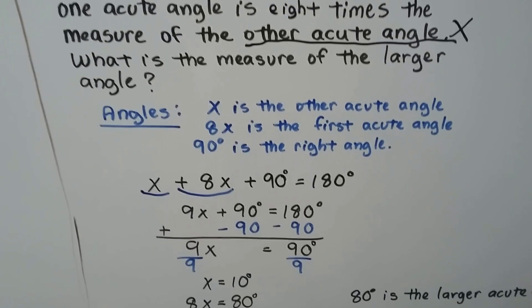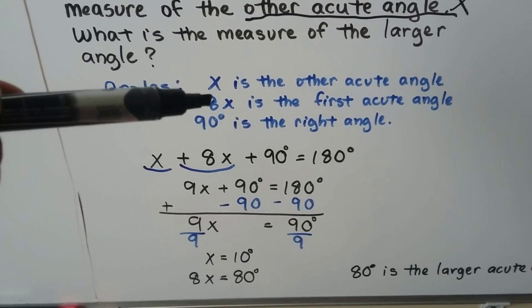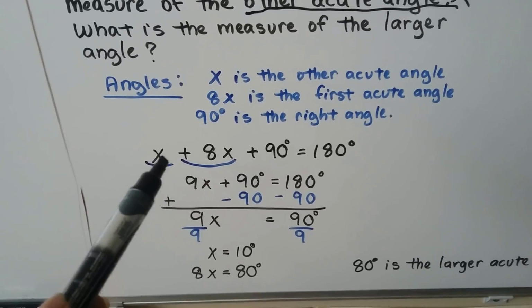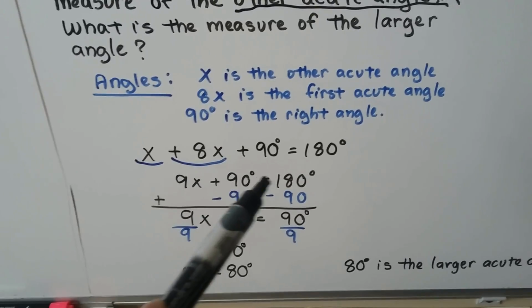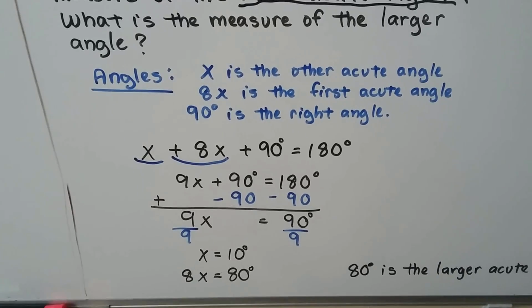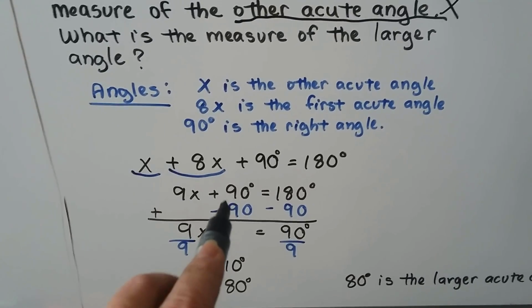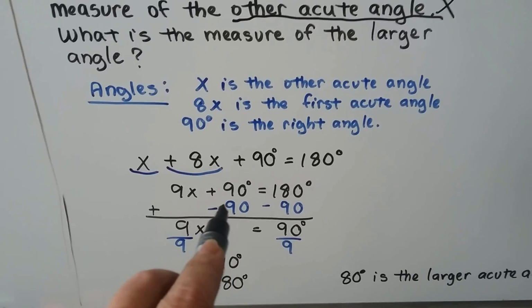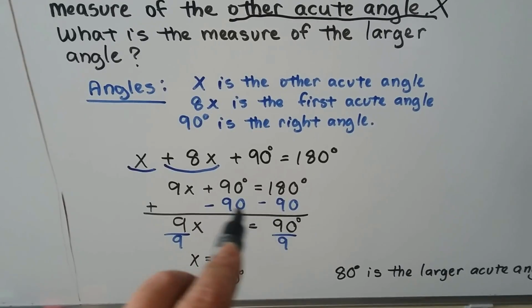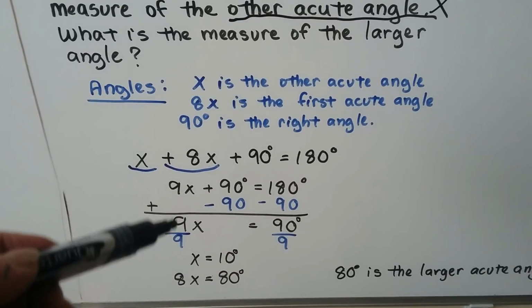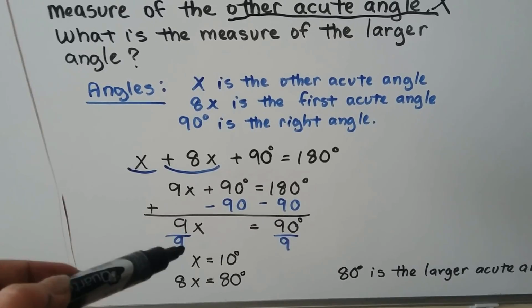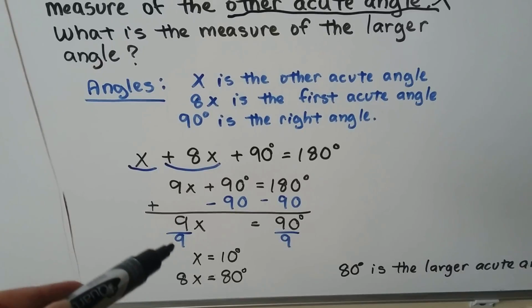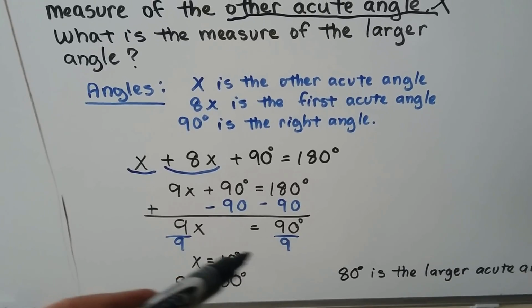Now we have our equation. We have X plus 8X plus 90. We can combine the like terms here and get 9X. We have 9X plus 90 equals 180 degrees. We can create a zero pair here by adding a negative 90 to both sides of the equation. And then we get 9X equals 90. When we divide both sides by this 9 coefficient to isolate the X, we get 1X equals 10 degrees.